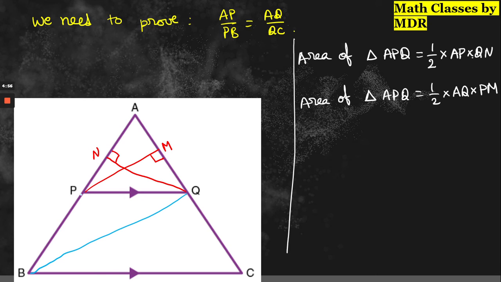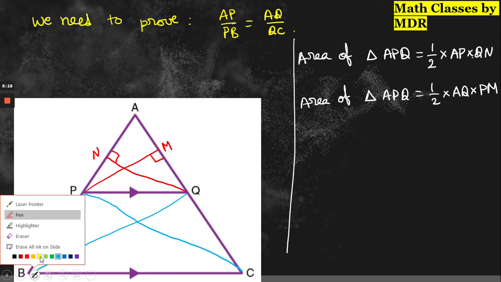Okay. Let us divide this BPQC into two triangles. One is here and one is this triangle. So you can see now there are two triangles, BPQ and QCP. Let us consider these two triangles.